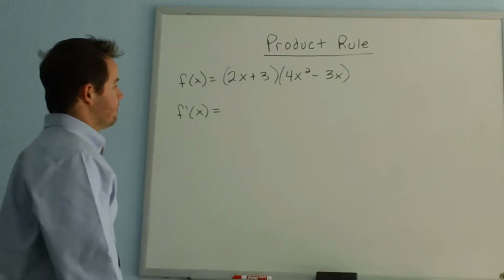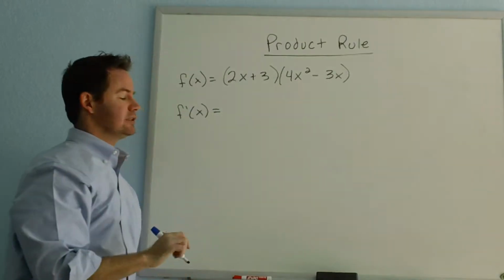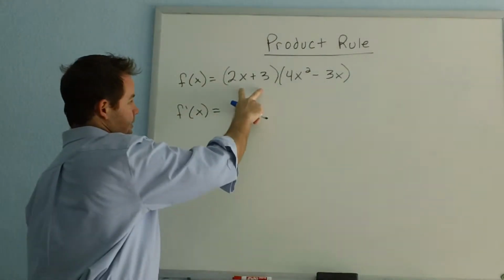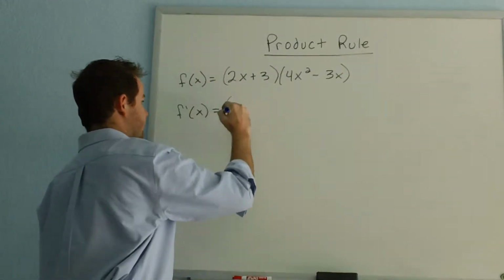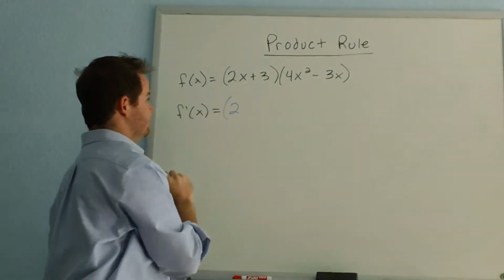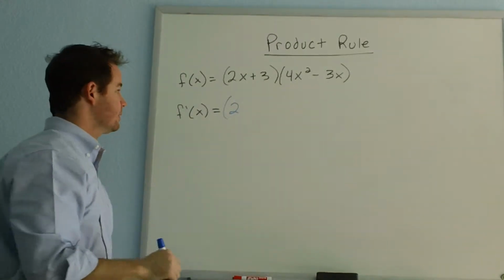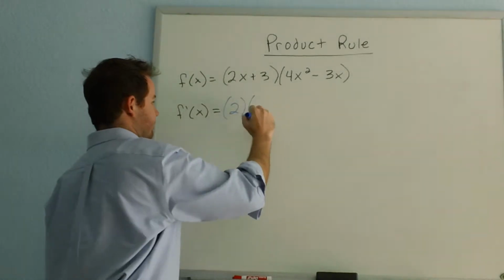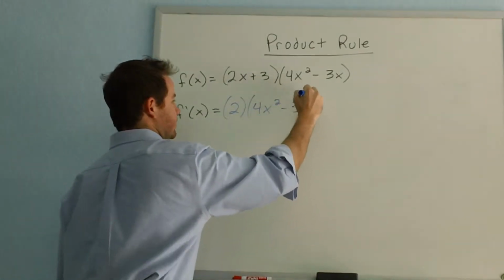Our two expressions are 2x plus 3 and 4x squared minus 3x. So we're going to take the derivative of the first expression. So the derivative of 2x plus 3, start with the first term. 2x, the derivative of 2x is 2. The derivative of any constant number is 0. So that means we will just have 2 as our derivative to that expression, times our second expression, as is.